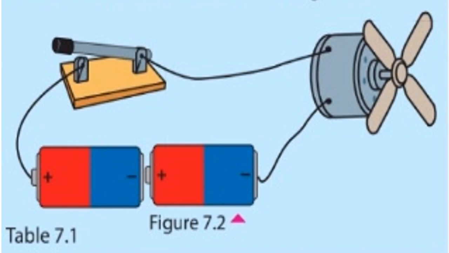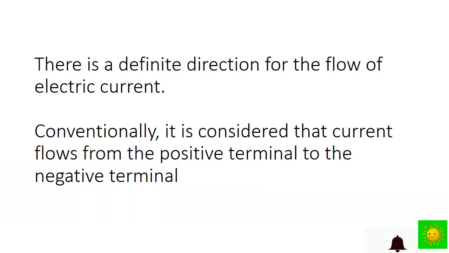The direction of current flow changes when the terminals of cells are changed. The reason for the change of the rotational direction of the motor is the change of the direction of current. I think it is clear. There is a definite direction for the flow of current. Conventionally, it is considered that current flows from the positive terminal to the negative terminal.